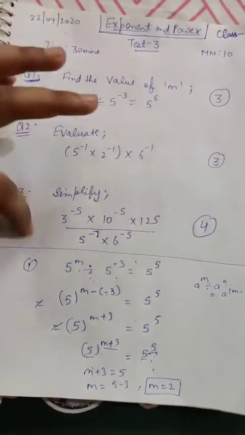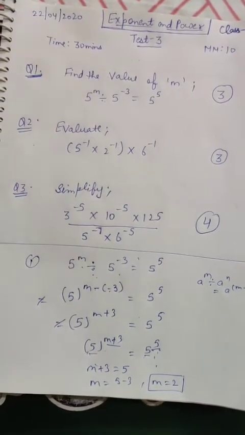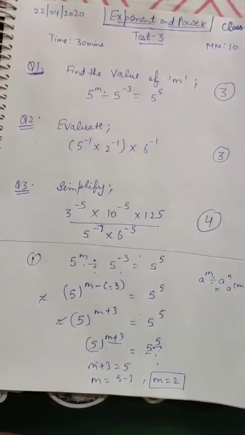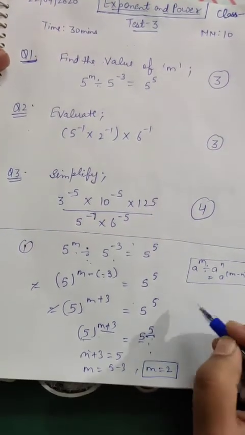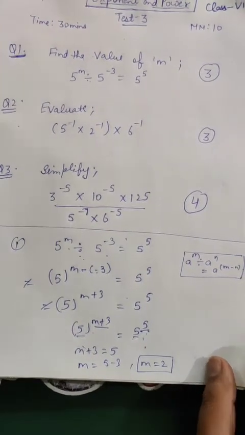So there are 3 questions, 3 marks, 3 marks and 4 marks, and we will go step by step. As we know, in mathematics stepwise checking is there, so we have to go step by step. We have to write the law which we have used also, then only you will get the complete marks, that is 3 out of 3.